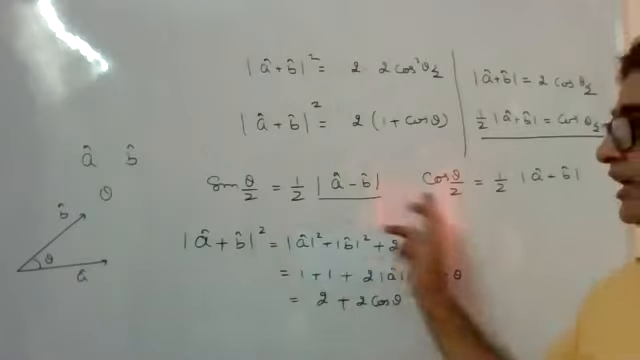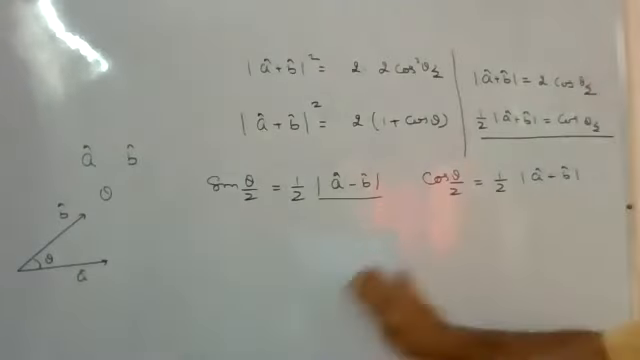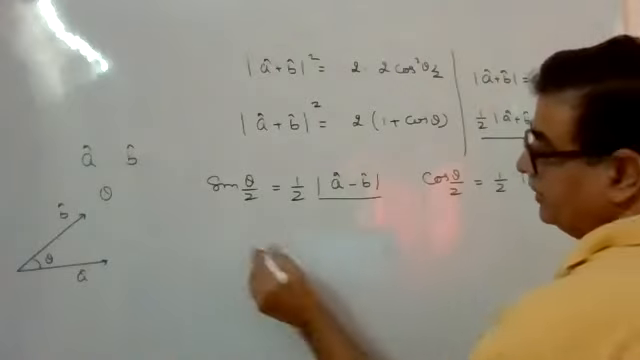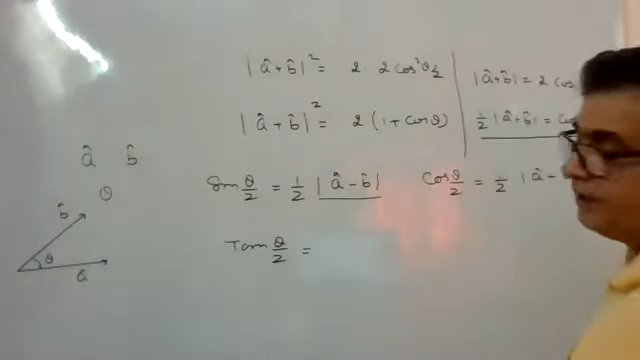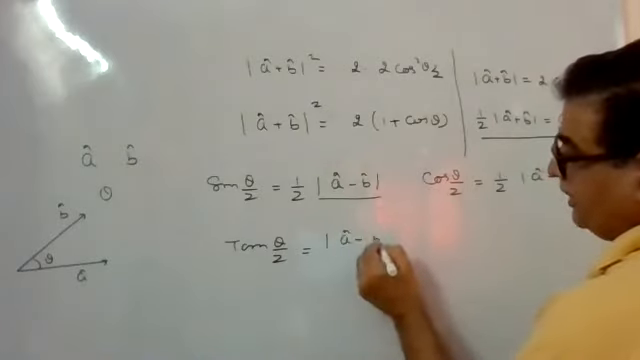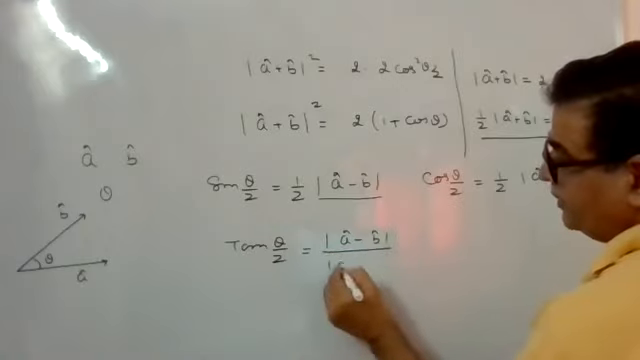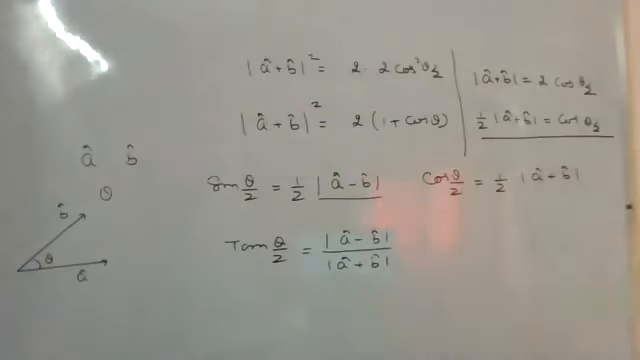In this same question, if they ask for tan theta by 2, then by calculating both of these you can calculate tan theta by 2 as well. What will tan theta by 2 come as? This by this. So it will come magnitude of A cap minus B cap by magnitude of A cap plus B cap. This is the formula of tan theta by 2. Yes, please. Next question.